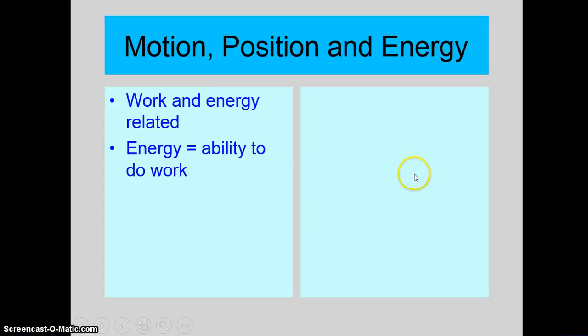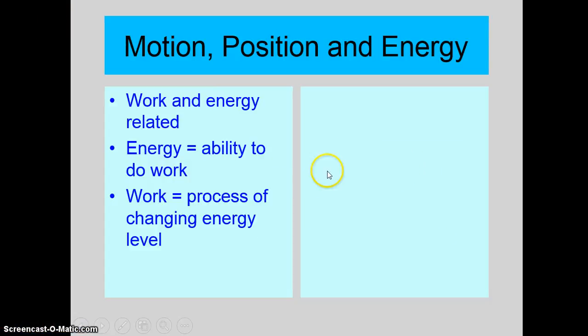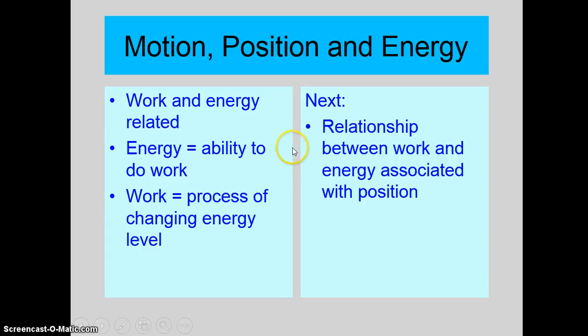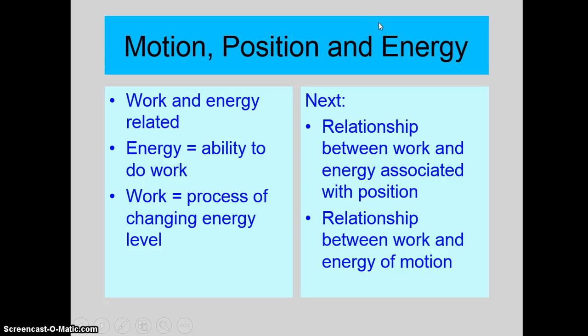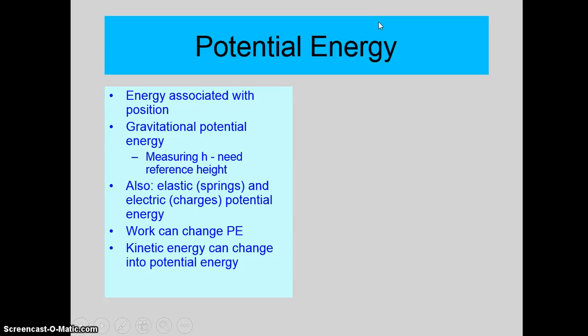Alright, so work is the process of changing energy levels, as it says there. And we're going to look at the relationship between work and energy associated with position. Remember I mentioned before that there are basically two types of energy that we're going to talk about in this chapter. Potential energy, which is the energy of position, and kinetic energy, which is the energy of motion. Alright, so let's look at potential energy.